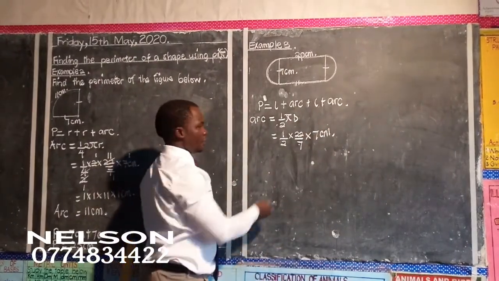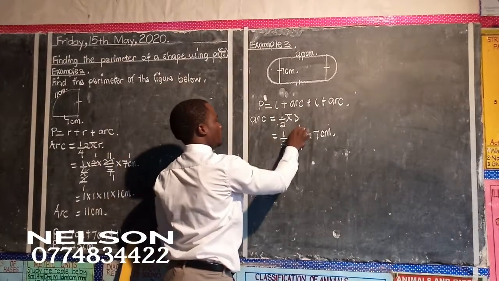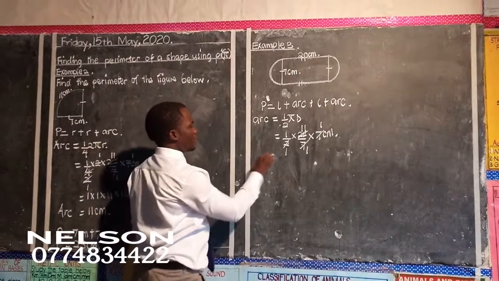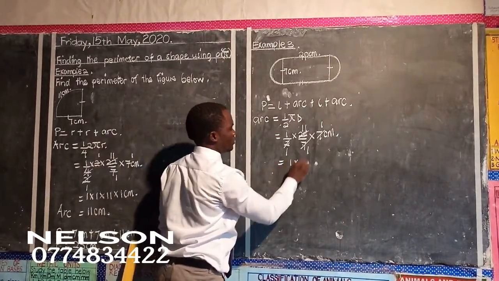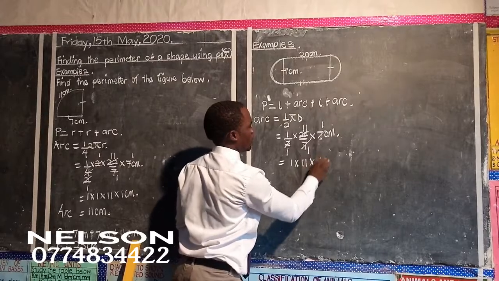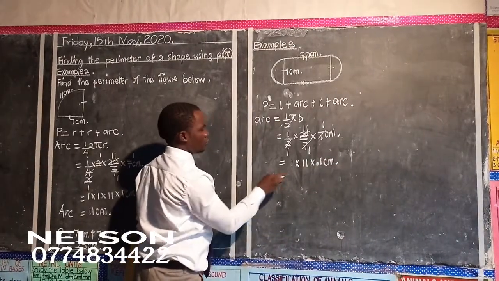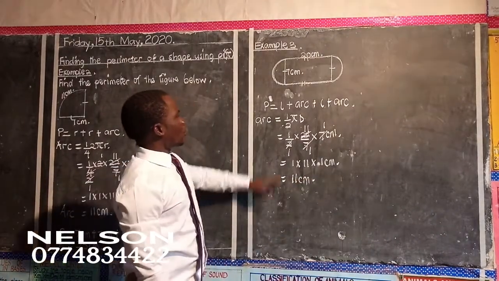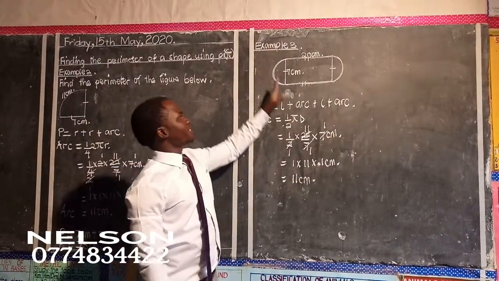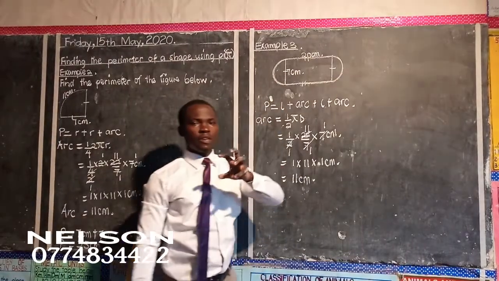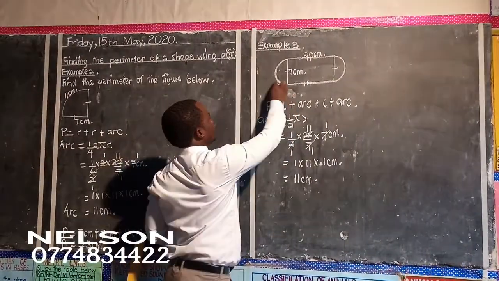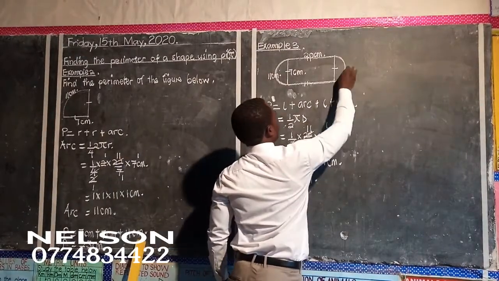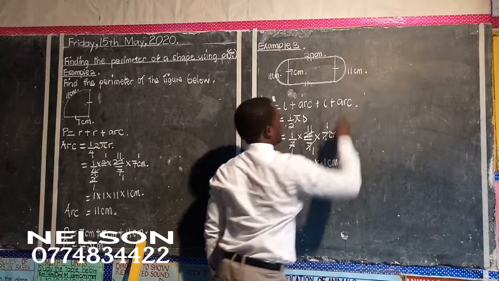We shall simplify by 2, once by 2, 11. By 7, once by 7, once. And here we shall have 1 times 11 times 1 centimeter. And this will give us 11 centimeters. I said before that this arc and this arc are the same. So if this arc here is 11 centimeters, this arc is also 11 centimeters.